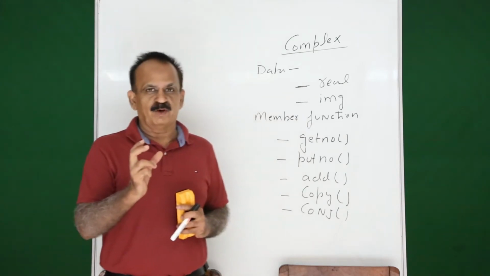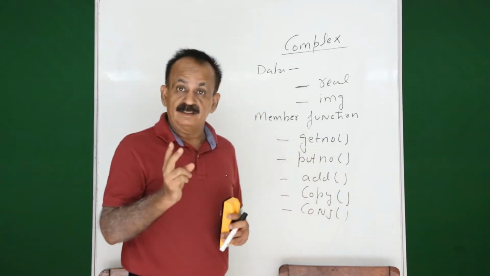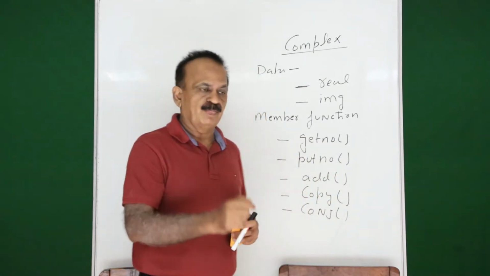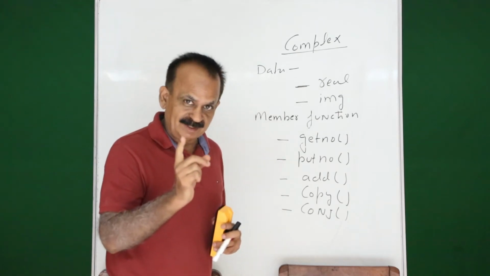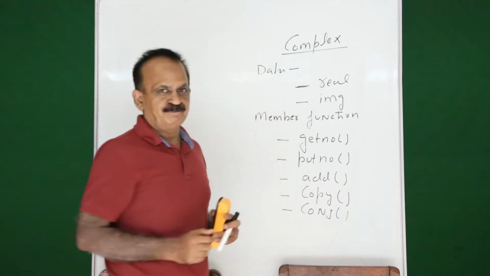Now this is very important. Two objects I will be providing as arguments, that is, the two complex numbers which are given to me. And the third one, which will be the result, I will be using as a calling object.